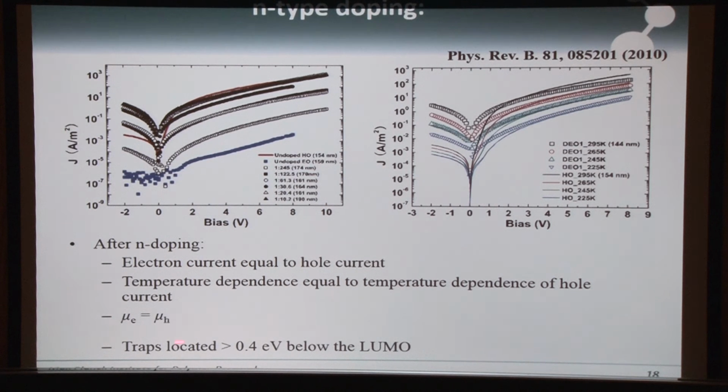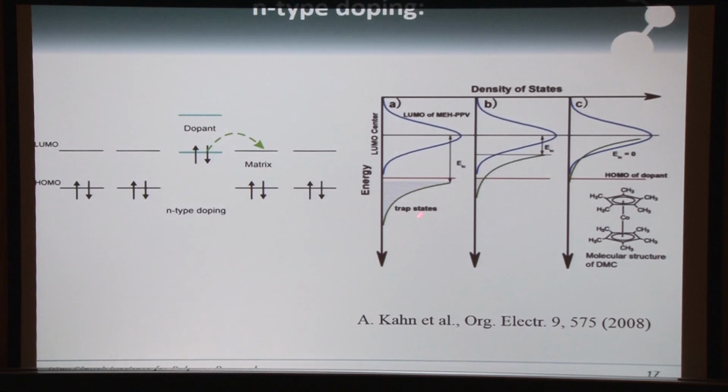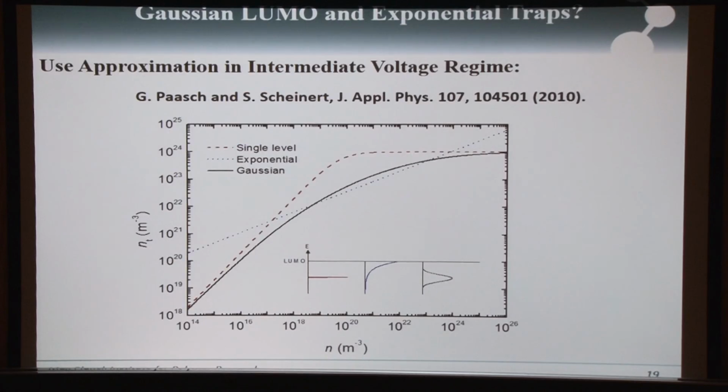And also we know that the traps are deep, because, as I said, we know that we are in this situation, and this offset here was about 0.4 eV. And that means that the traps must be deeper than 0.5 eV. Well, this part I will skip a little bit.